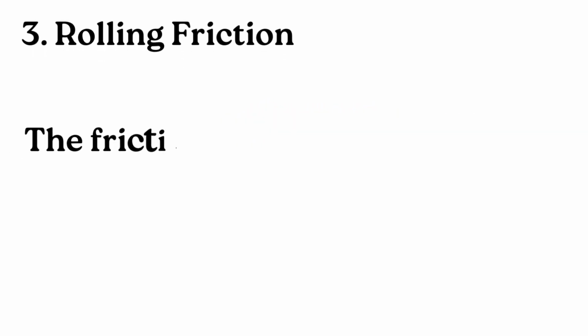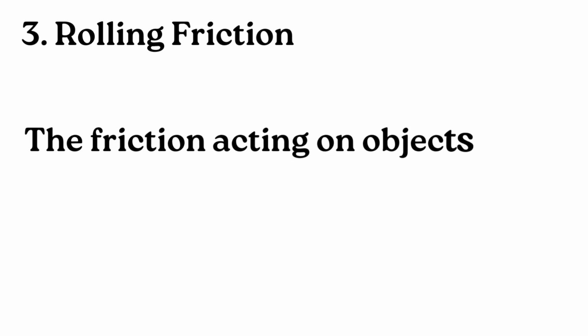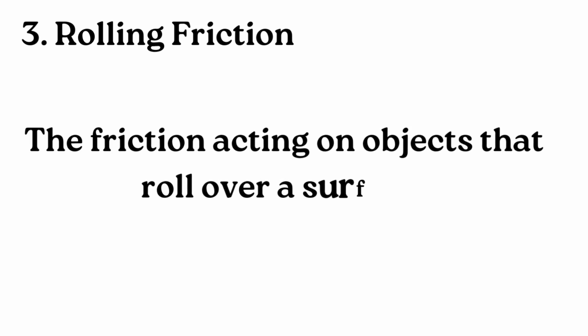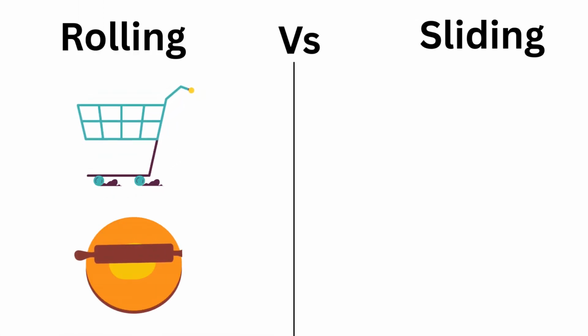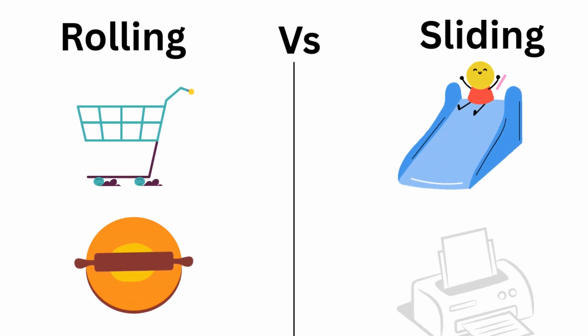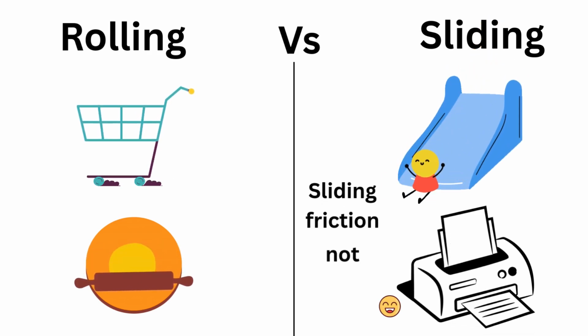Number three is rolling friction. The friction acting on objects that roll over a surface. Keep in mind that rolling is different than sliding. When a surface is rolling, rolling friction is applied, and when a surface is sliding, kinetic friction is applied.